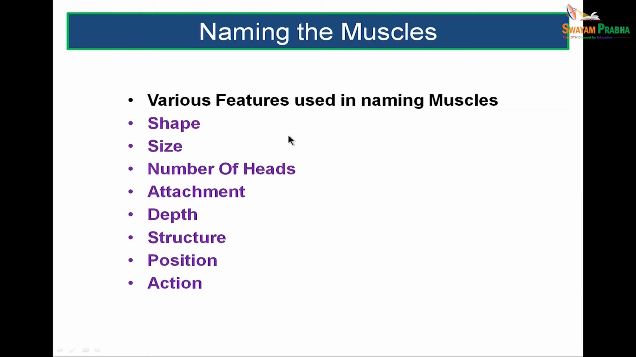A big question that comes up in your mind now is how do we name muscles? Now, muscles have various names, some more complicated than others, but there are certain features which are used to classify muscles based on certain structures, like according to their shape, their size, the number of heads they have, their attachment, how deep they lie, what is their structure, what is their position, and what is their action. So, any of these features can be used to name a muscle. Let us explain as we go on further.